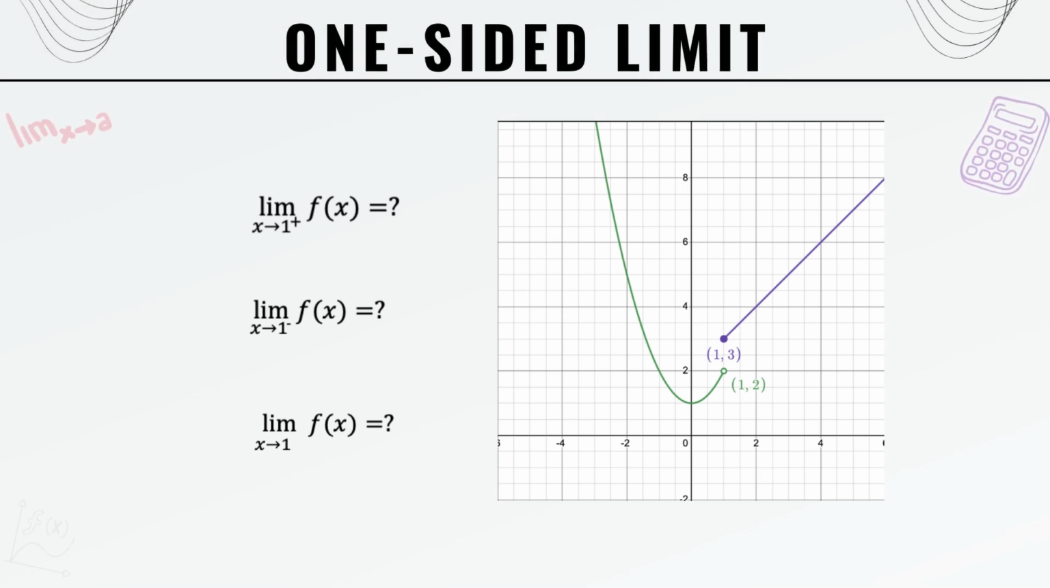I have a few graphs here of piecewise functions for examples. Can you spend some time to find the limits, right and left-handed limits, just by looking at the graphs?